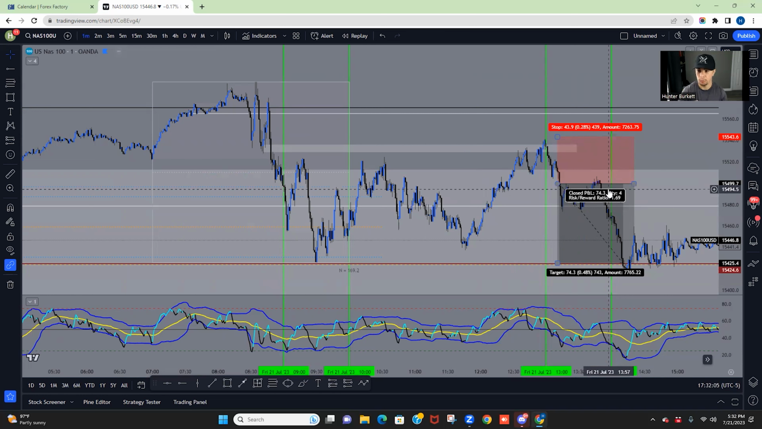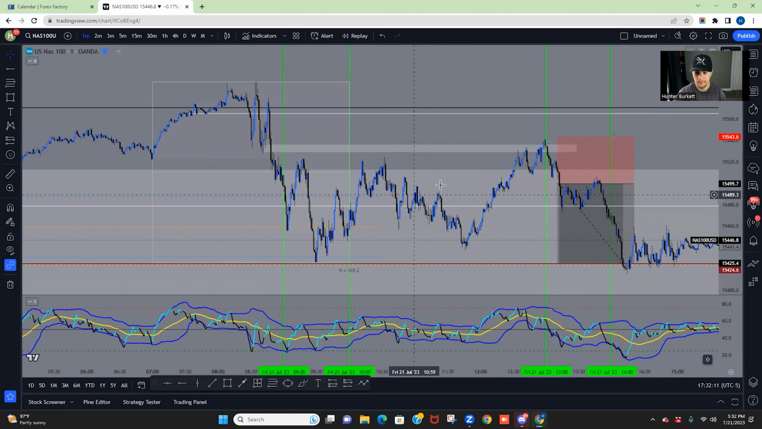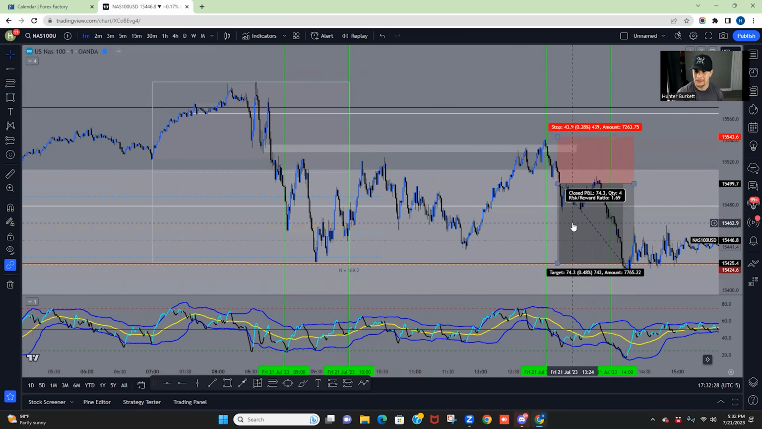That's the reason why I wanted to really dial in this silver bullet, because not every day you're going to have this most perfect silver bullet trade. It's just not going to happen. You're still going to lose trades. But if you're trying to get into a trade in a silver bullet hour without having any narrative, without having any bias, you shoot yourself in the foot.